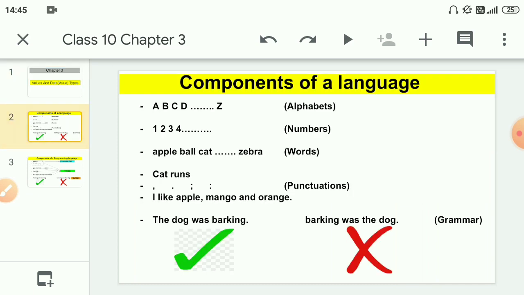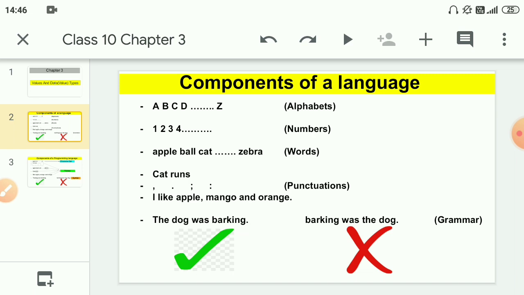So let's see what are the things common between a normal language and a computer language. How are they related? Okay? If we can somehow find a relation between both of them, it will be easier for us to understand a high level computer language.